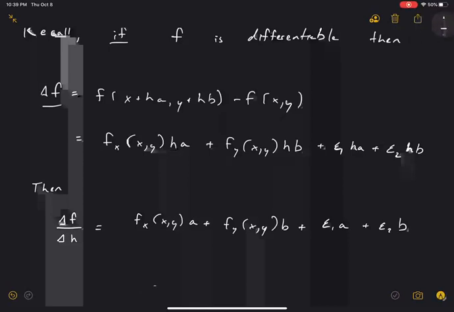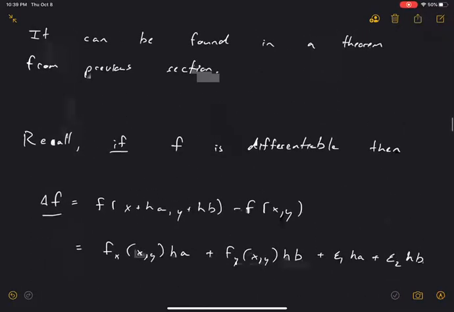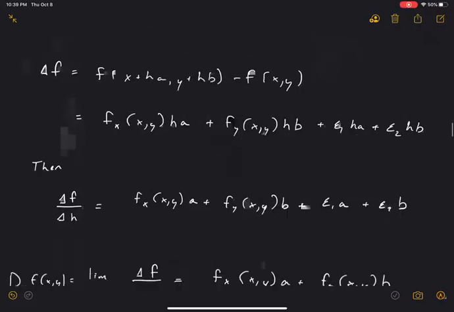And then we have these error terms here, plus epsilon 1 times h a, epsilon 2 times h b, where the limit of epsilon 1 goes to 0 as h goes to 0, right? And so does epsilon 2. Okay. So this is just our delta f. Okay. And where are we going with this?